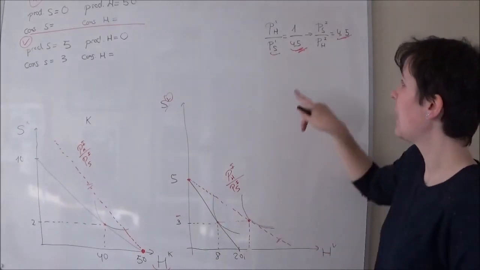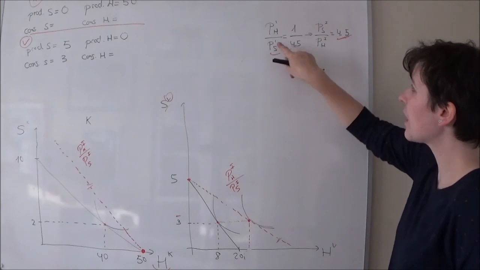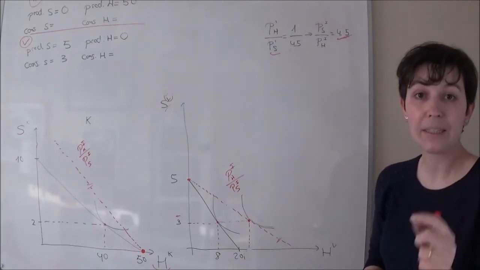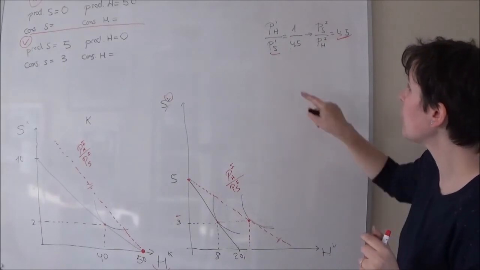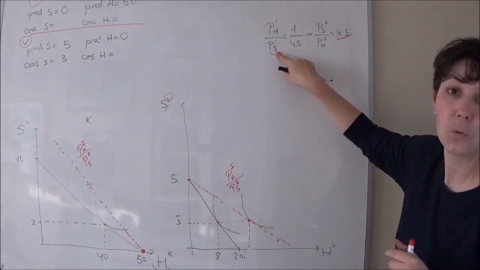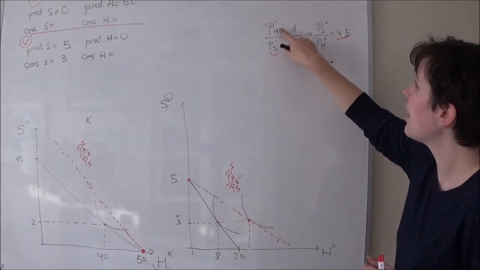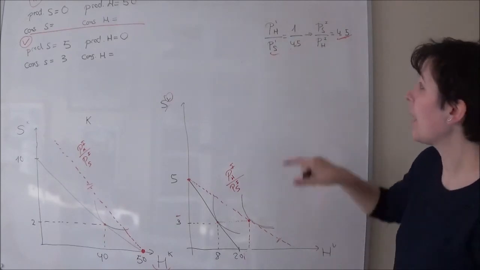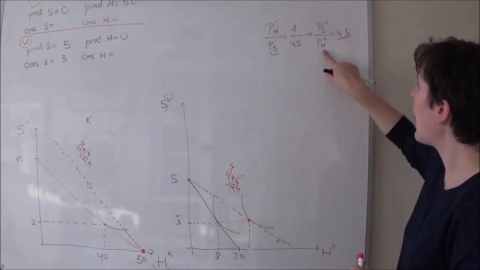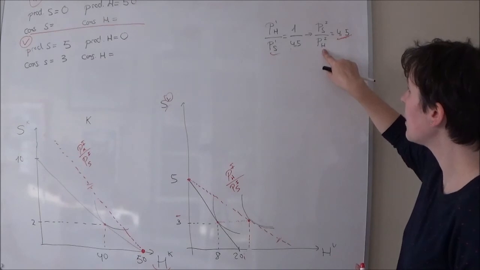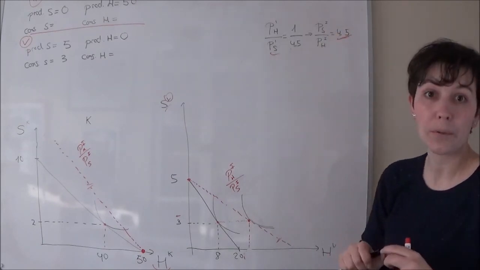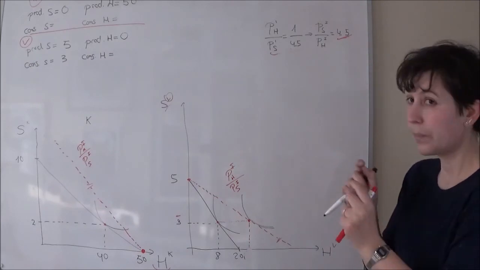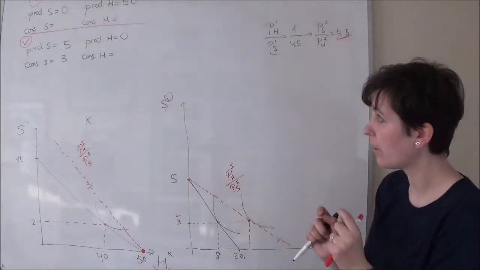That is the key. Just keep in mind that this is the relative price of helmet, and the meaning of that is how many units of swords you can get per unit of helmet. And here you have just the inverse. So how many units of helmet you can get per unit of swords, okay? So that is the tricky part, okay?